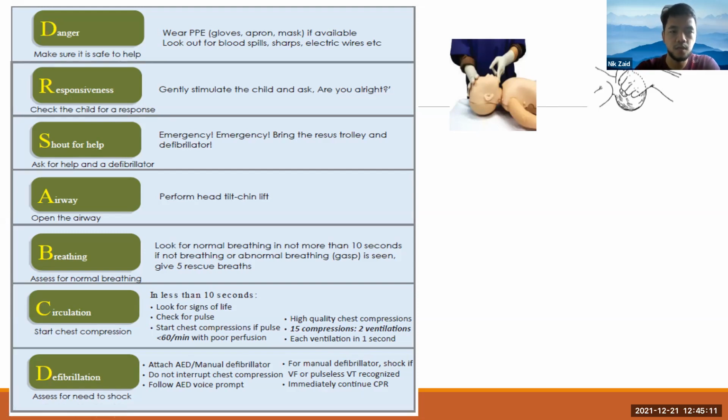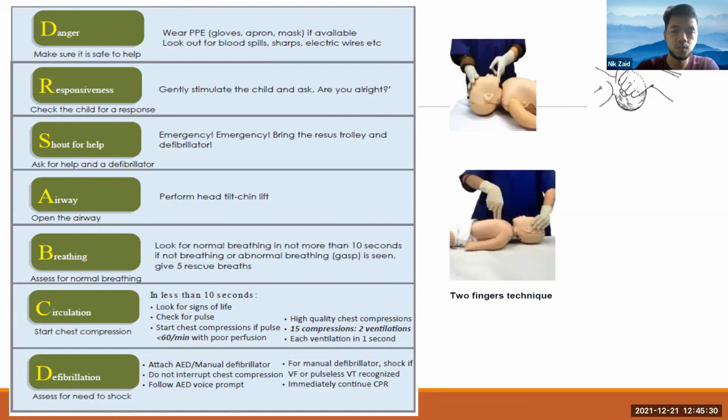And then we look for breathing, not more than 10 seconds. If there's no breathing, we immediately give 5 rescue breaths. And then after that, we start the chest compression for the C, circulation. In infants, the most important thing that differs is the technique that we use. In infants, we use the 2-finger technique.